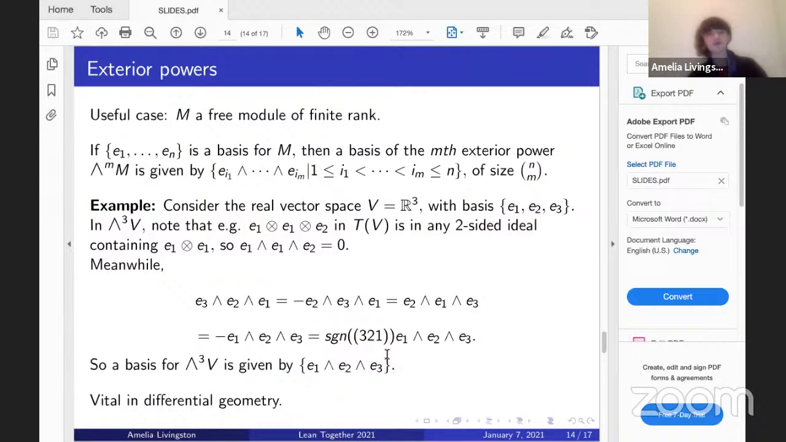So exterior powers are, in the vector space case, very useful in differential geometry, because if you have a smooth manifold and you take a point on it, and then you take the tangent space at that point, and then you take the pth exterior power of the tangent space, then you can use this to define the space of differential p-forms at that point. So it's quite a desirable object to formalize.